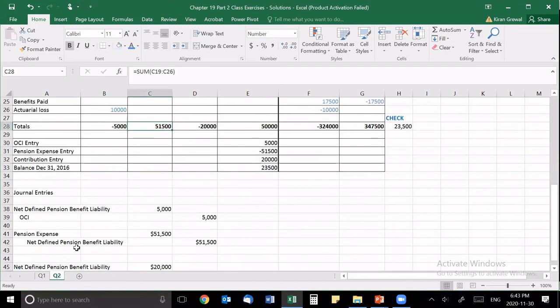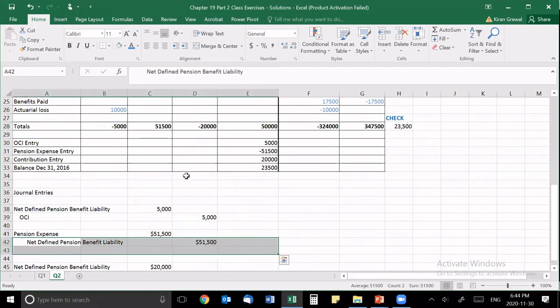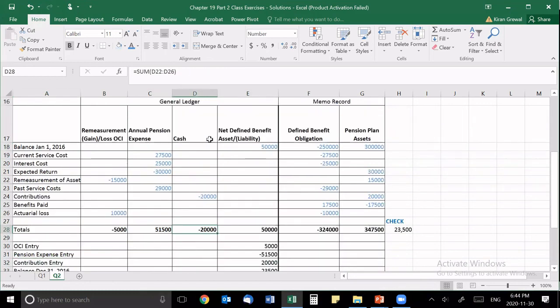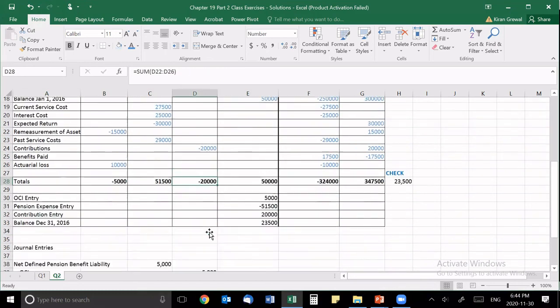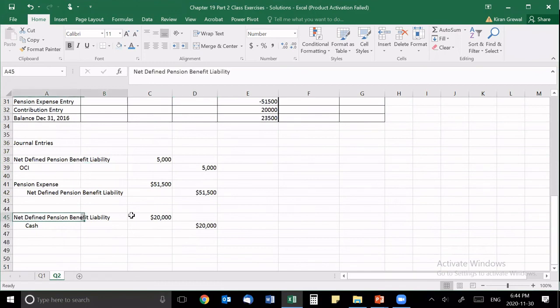Pension expense, we're going to debit our pension expense. We're going to credit net defined benefit. And then this cash is going to be credited 20,000, which means our net defined benefit is going to be debited 20,000.